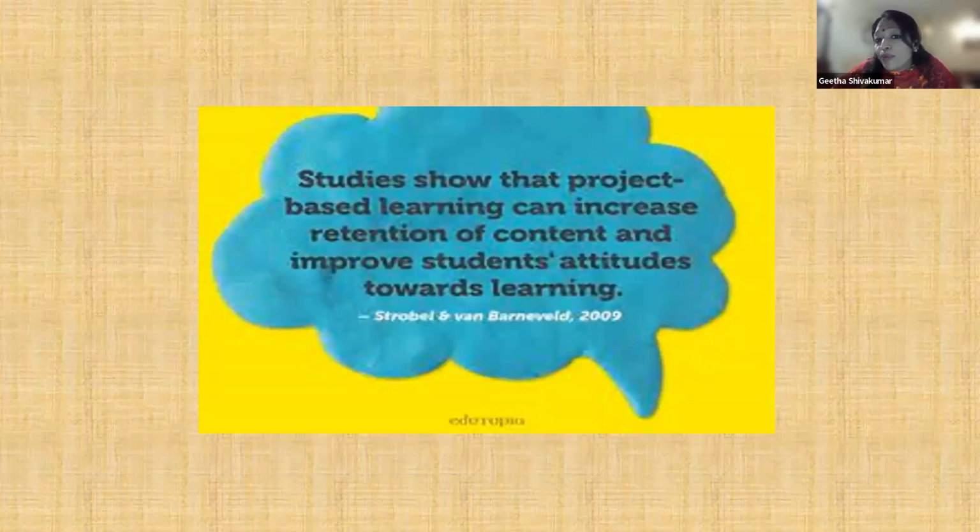Study shows that project-based learning can increase retention of content and improve the students' attitude towards learning. It is a proven statement that whenever students learn with the help of doing the project, their retention is very high. Any topic that you just read in the class and discuss, the retention level is very less. But when they do it by themselves, they learn it for their life.